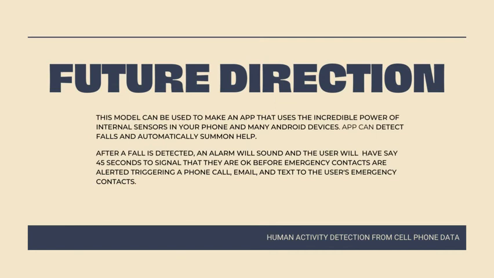Now, coming to the application of our project, this project can be further improved to make an app that uses sensors in our Android devices to detect a fall and summon help by an alarm. The person will have 45 seconds to signal that they are okay, otherwise it alerts the emergency contacts via call, email, or text.